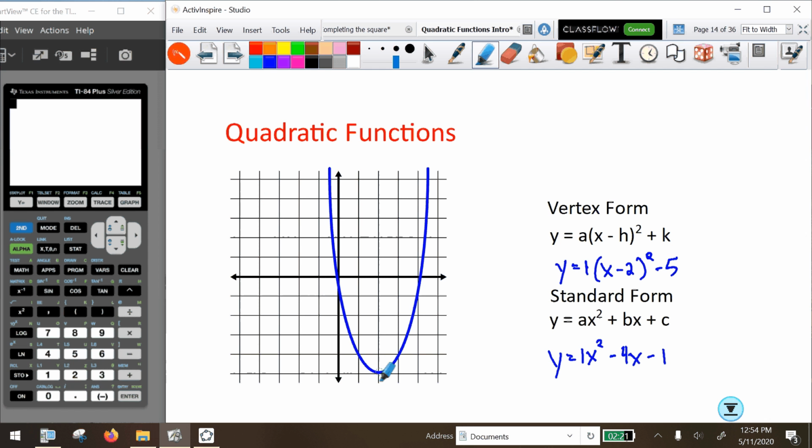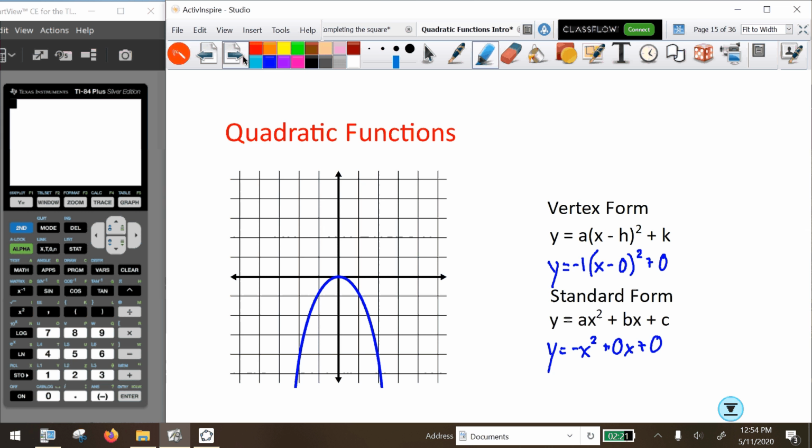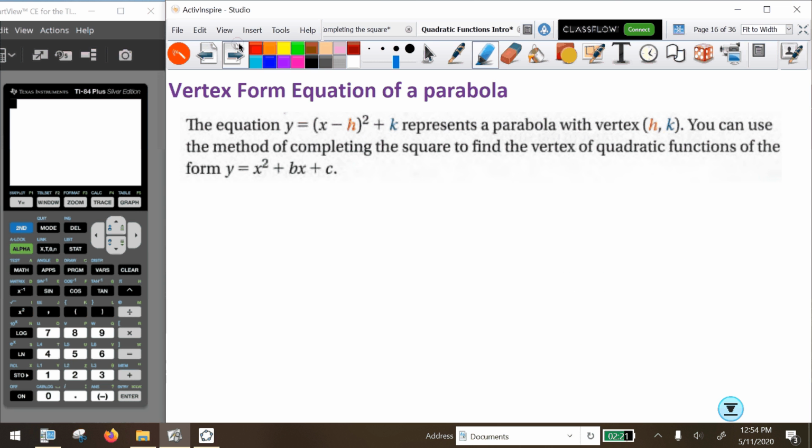Here's another example. The vertex here is 2, -5, and you can see a 2 and a -5 there. Another example, this vertex is 0, 0. You see a 0 and a 0 there. So the vertex form of a parabola is given by y is equal to the quantity x minus h squared plus k, where h, k is the coordinates of the vertex.